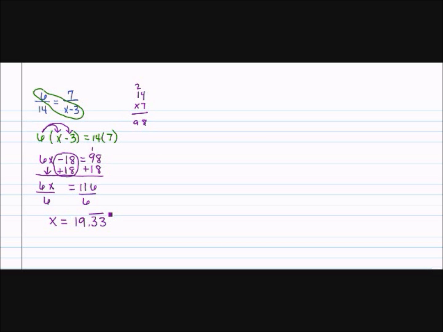Let's do another one. I like these. 3 minus y divided by 4 equals 1/9. Calling out my butterfly. Just because the problem looks a little different, I'm going to say 3 minus y times 9 equals, and 4 times 1 is 4.